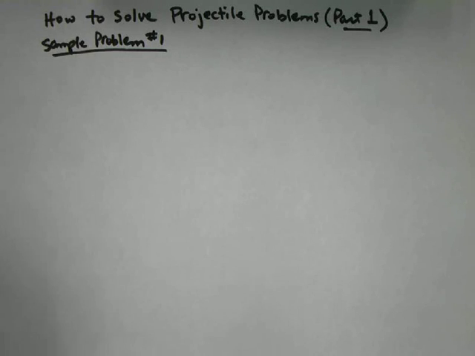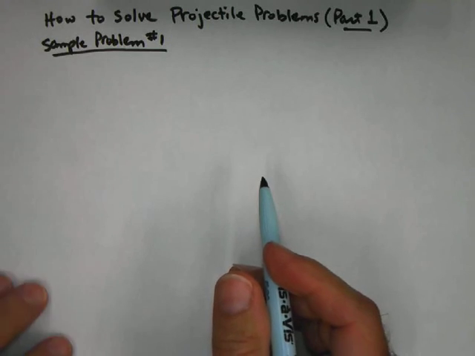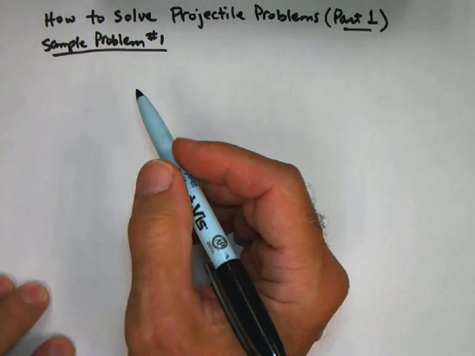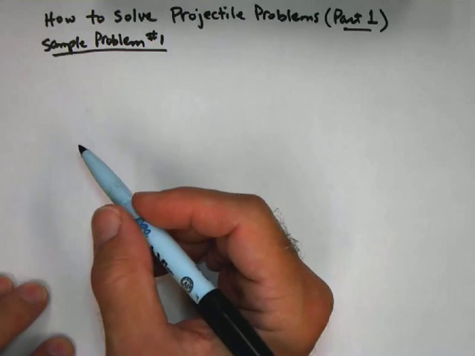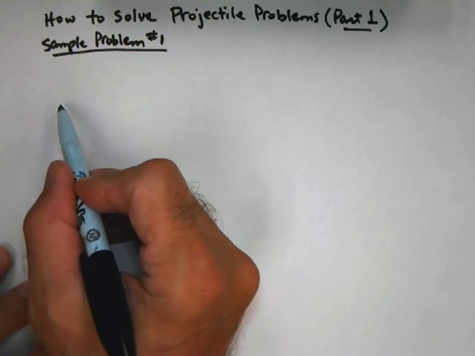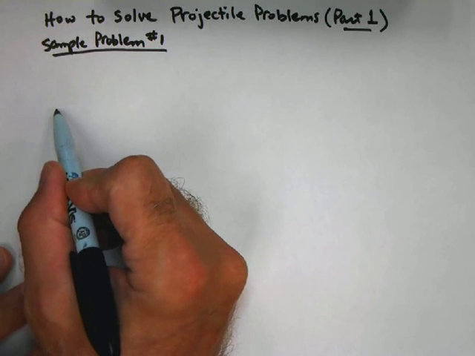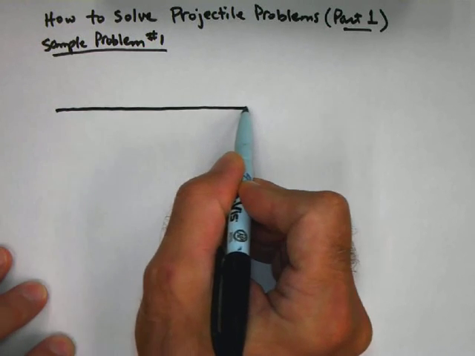This is part one of two parts on how to solve projectile problems. Okay, and the way I'm going to approach this is just by solving a sample problem. Let's take a situation where we have level ground. They're not always level ground, but this first one is.